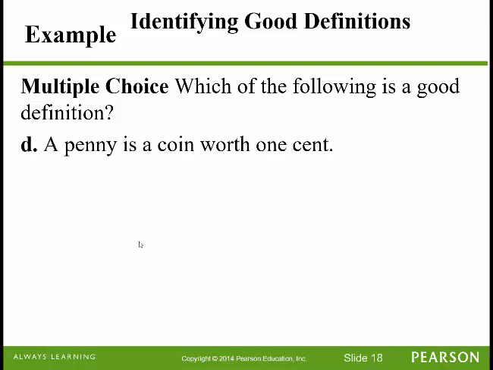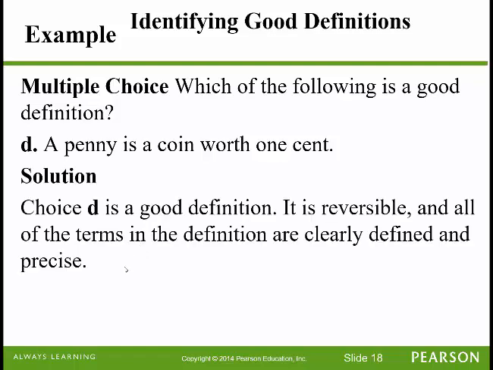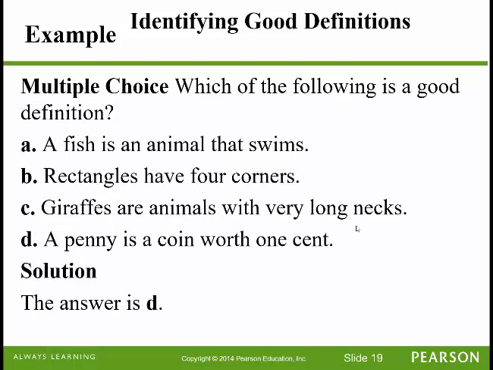How about this one? A penny is a coin worth 1 cent. Choice D is a good definition. It's reversible, and all of the terms in the definition are clearly defined and precise. So you could say, if it is worth 1 cent, then it is a penny. That's reversible. So our answer here is D, obviously.